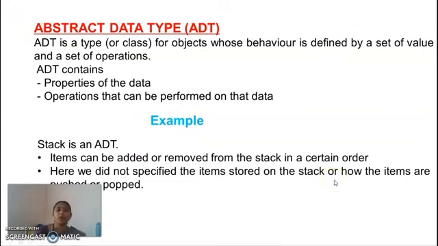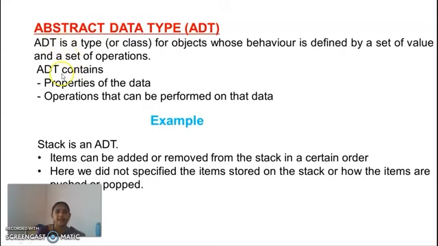Then the most important topic in data structure is the abstract data type. That is, you want to provide behavior for some set of classes or objects you have. When we provide a behavior to a type or a class, we call that an abstract data type. In definition, an ADT is a type or a class for objects whose behavior is defined by a set of values and operations. For each and every object you have, you want to define a behavior and the operations to be performed on those objects. This is called the abstract data type.